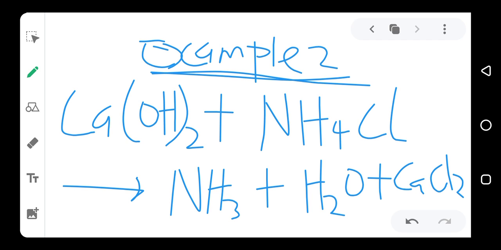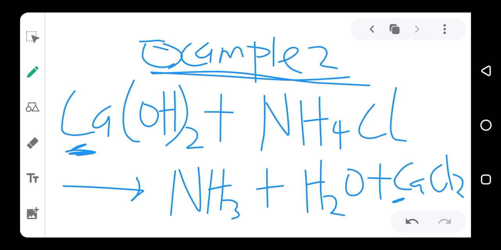Now how can we balance this chemical equation? Remember, our goal is simple: to make sure that for each of the atoms on the left hand side, we have an equal number of the atom on the right hand side. Now we start with the first atom, calcium atom. We have one calcium atom here. We have one calcium atom here.